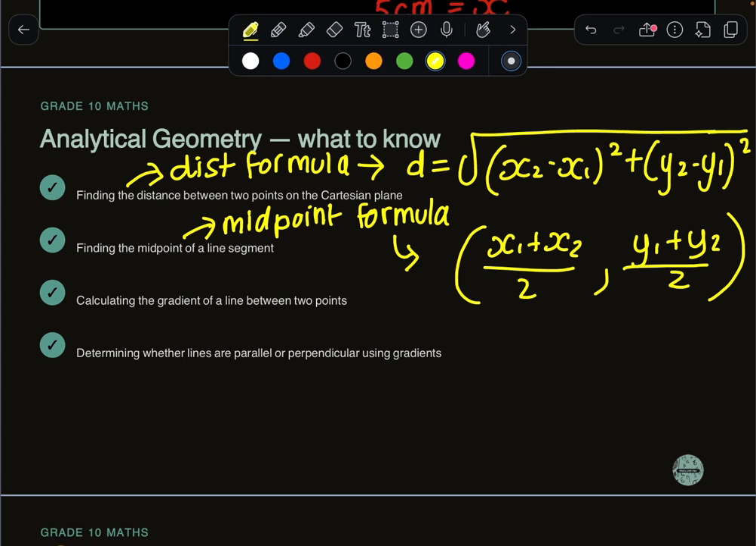You're going to calculate the gradient of a line between 2 points. So gradient is usually represented by an m. And what it is is y2 minus y1 divided by x2 minus x1. That is your gradient formula, so another one to learn. And you are going to determine whether lines are parallel or perpendicular using gradients. So parallel lines have the same gradient.